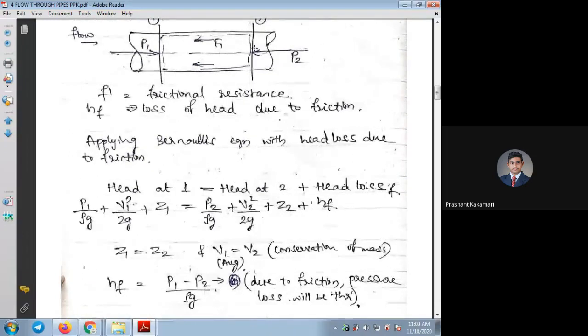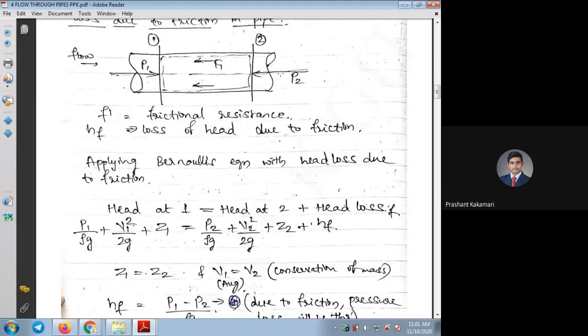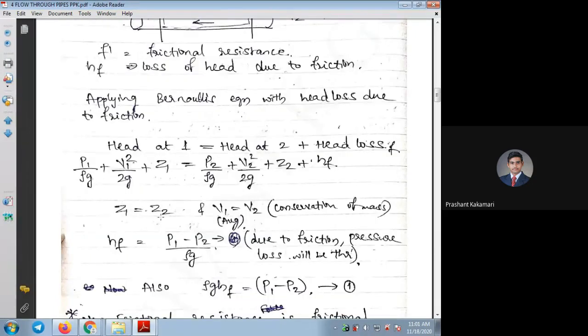Now keeping in mind that the pipe is not changing any diameter, the inlet and outlet pipe diameters are the same. So you can consider the velocity at inlet and outlet is also the same. And for potential head, Z1 and Z2, since it is horizontal, I can neglect Z1 and Z2 in the above equation. So if you neglect V1, V2 and Z1, Z2, I can write P1 by rho g minus P2 by rho g equal to HF. Similarly, I can simplify: HF equals P1 minus P2 divided by rho g, because rho g is a common term.